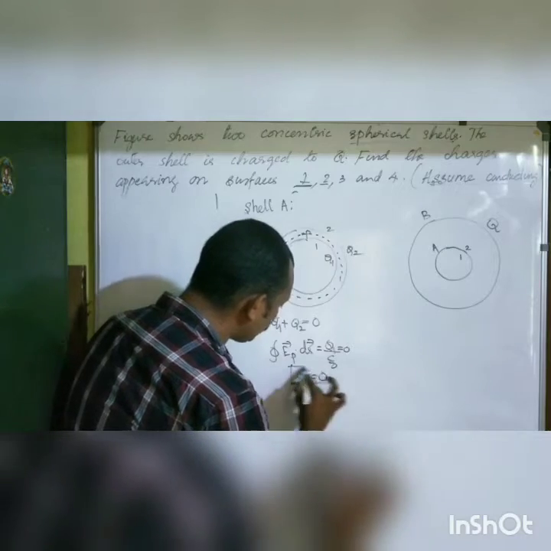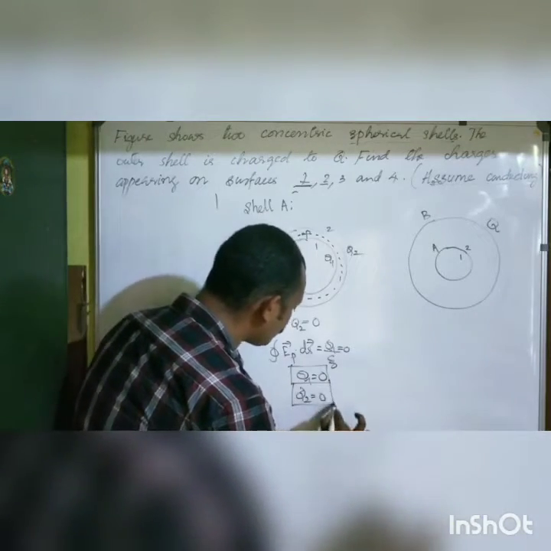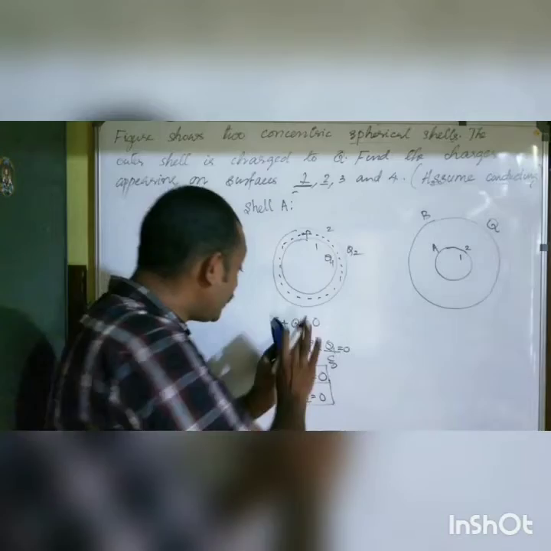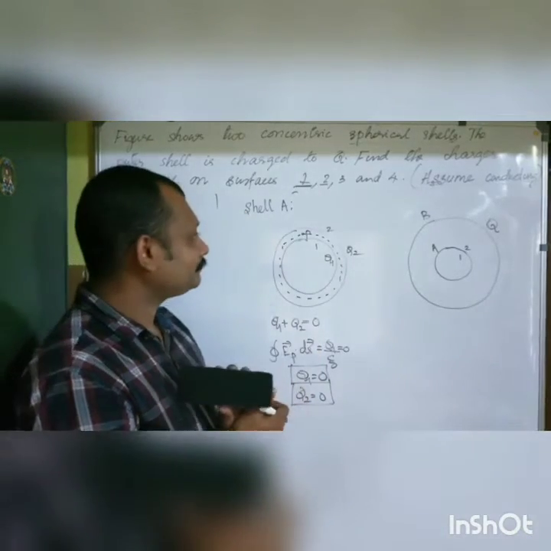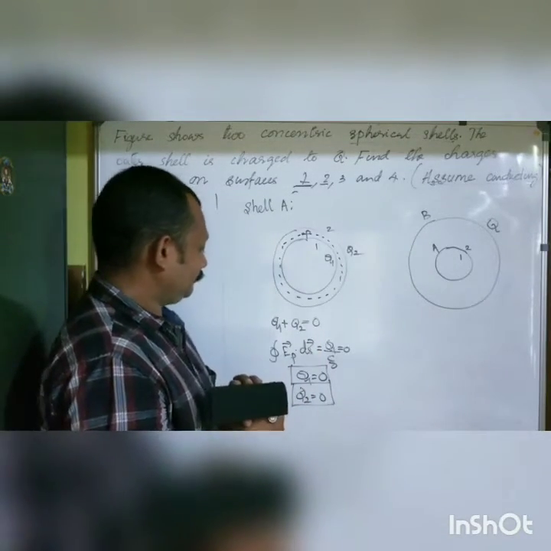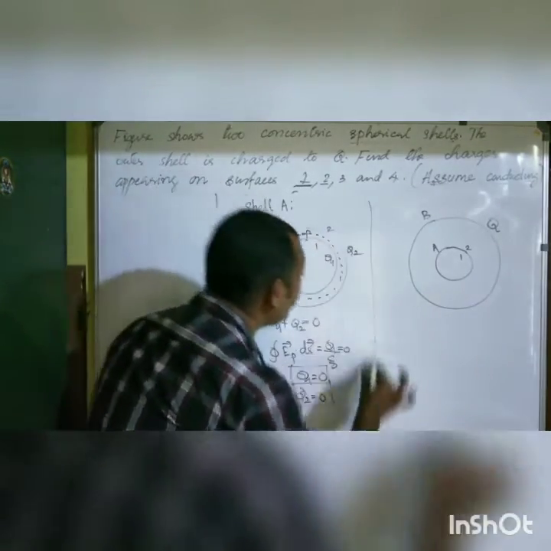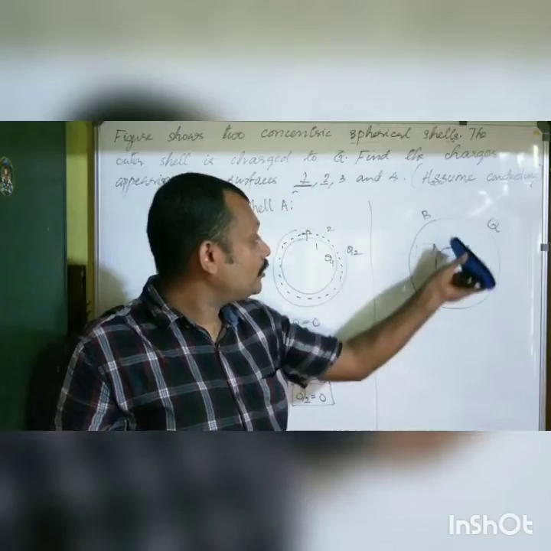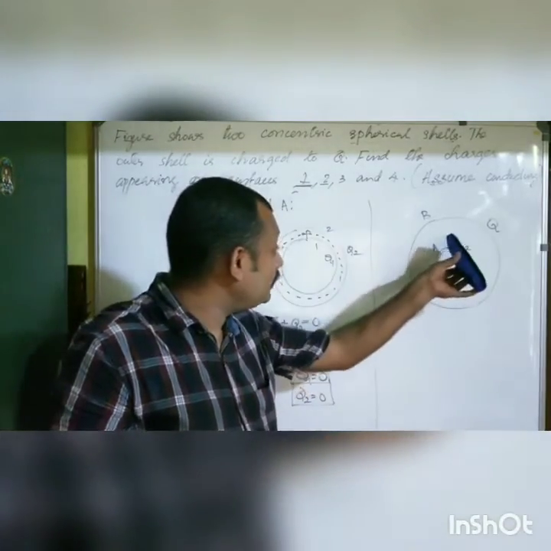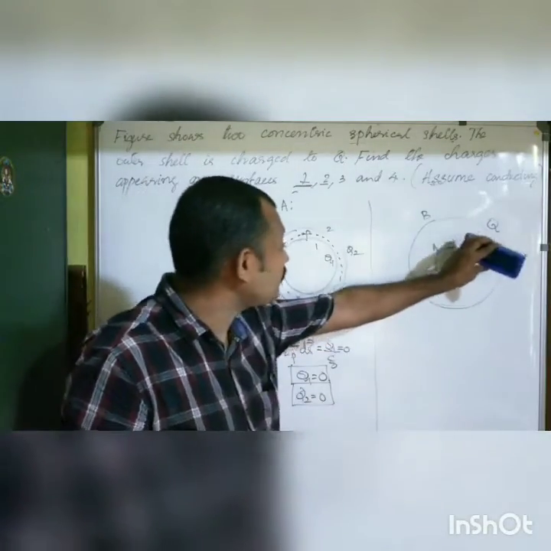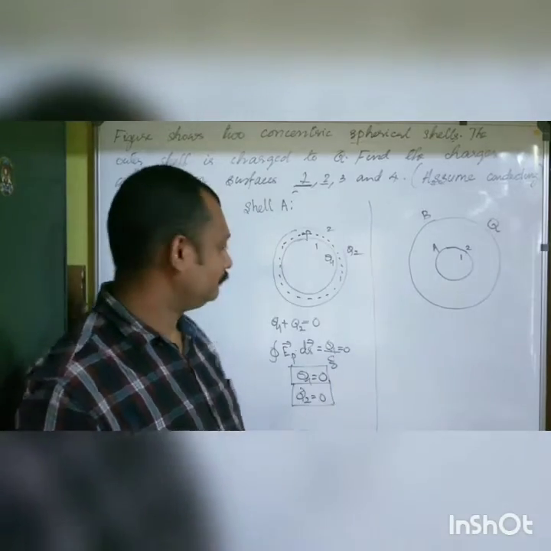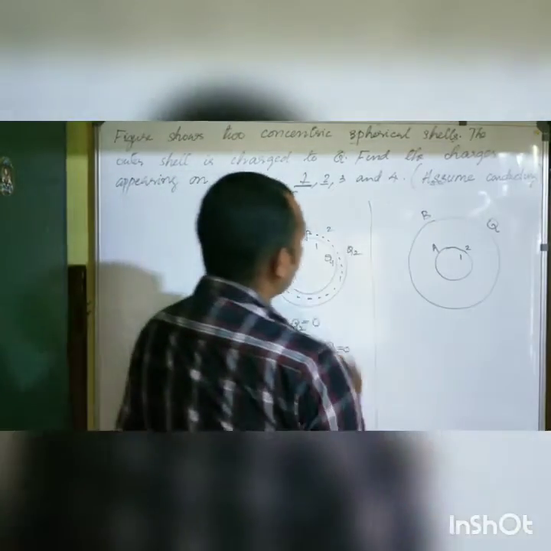The charge on surface 1 is 0. Charge on surface 2 is also 0. That's way so simple. How we got this answer? Q1 is equal to 0. Q2 is equal to 0. If you give a charge on the outer sphere, no charge will appear on any surface of the inner shell. Simple. Now take the second part.